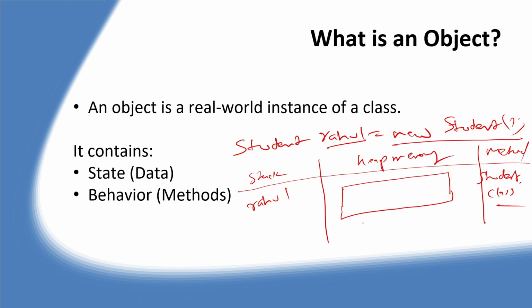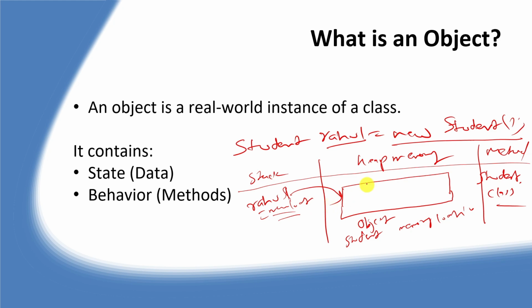In the heap memory we will be having an object, a student object. It will have some memory location. This memory location will be stored in the stack memory, in the variable for this object. Since this is a reference variable and it has the reference of the object, that is the memory location, it will point to this object.